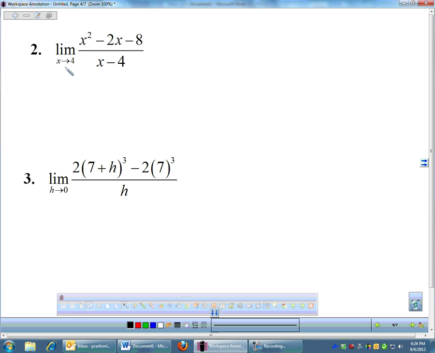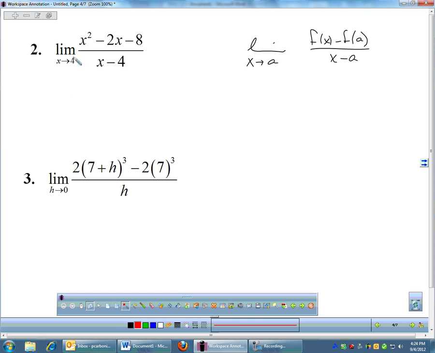Number 2, again, this is x approaching 4, so I know I'm looking at this limit definition. The limit as x approaches a of f of x minus f of a over x minus a, and these are the easy ones because whatever x is approaching is your a value. So there's a. I know I'm finding the tangent at some x coordinate of 4, and my function, it's f of x minus f of a, and this one's not as clear, but I'm thinking this is my function.